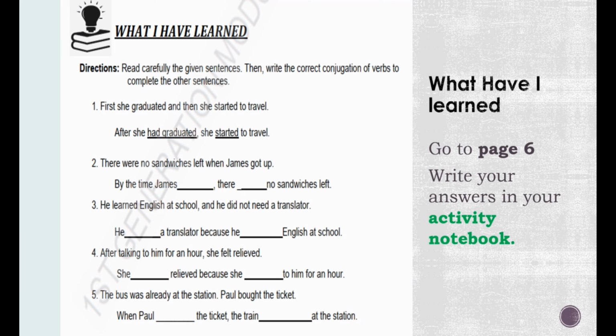What I have learned. Read carefully the given sentences, then write the correct conjugation of verbs to complete the other sentences. Like in number 1. First, she graduated and then she started to travel. The correct answer would be, after she had graduated, she started to travel. Are you ready to answer the rest? Let's go!